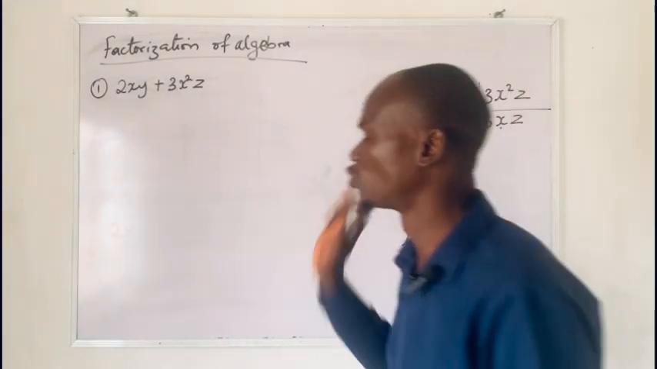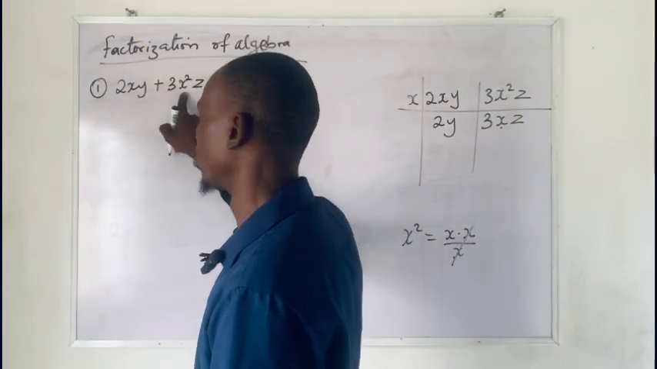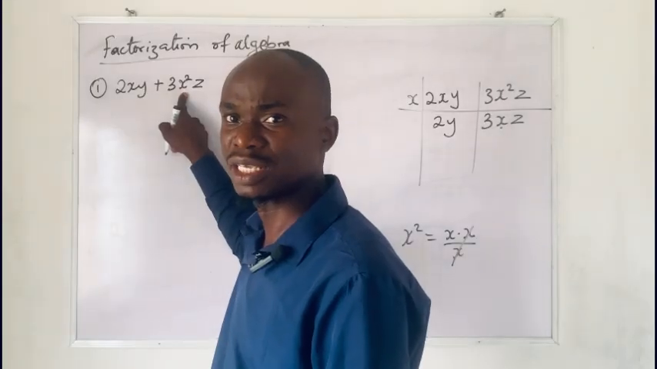So another way you can see it without using that table is that you look at the two terms and see what is common apart from the constants 2 and 3.